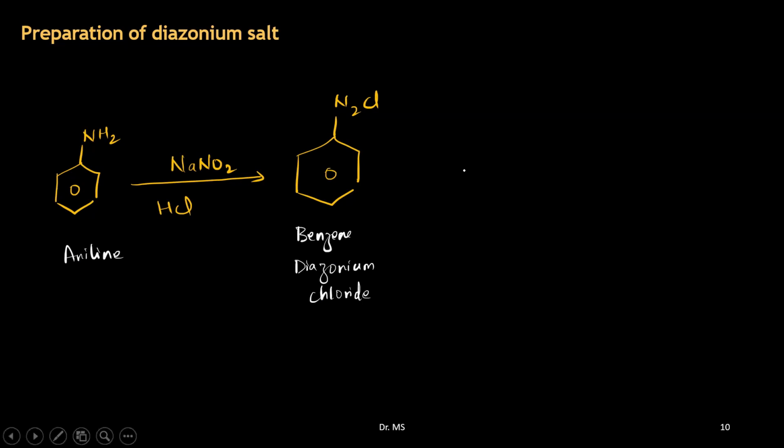So what is the primary aromatic amine? It's nothing but the NH2 that is directly attached to the aromatic ring. That's why it is called the primary aromatic amine. So remember, what is the meaning of primary aromatic amine? I said here the primary aromatic amine. So what is it exactly?